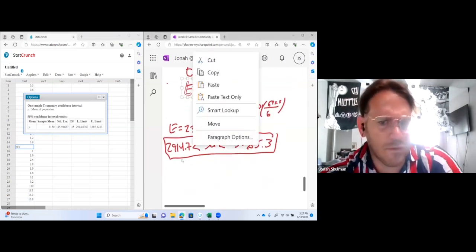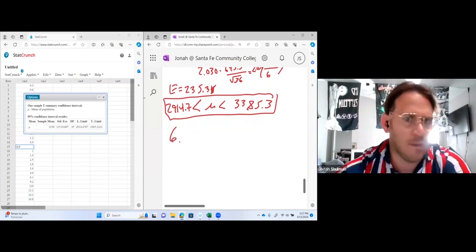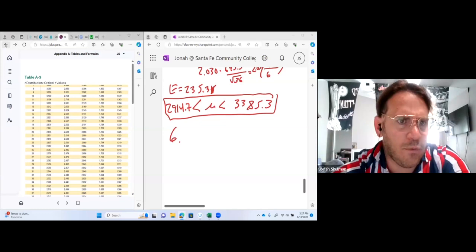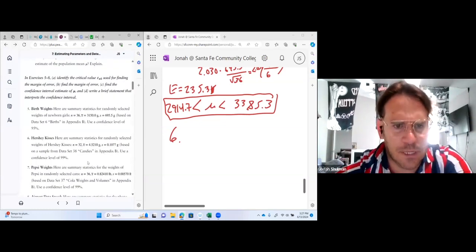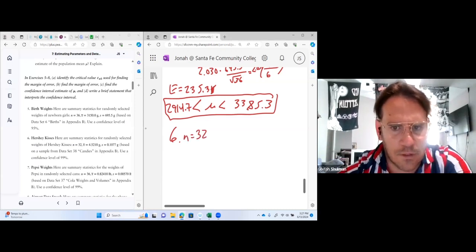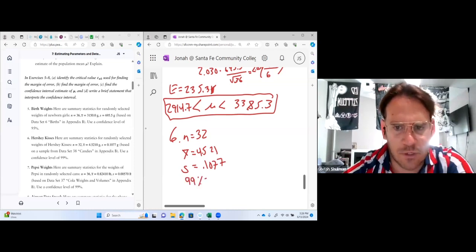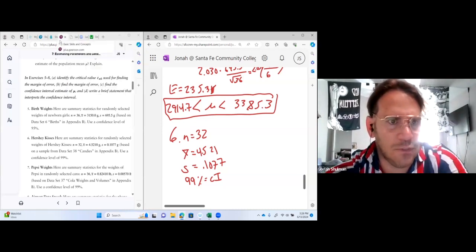We'll do the next one with the stupid table, so we don't have to think. Here's 6. All right, n is 32. X bar is 4.521. Our sample standard deviation is 0.1077. We want to be 99% sure for our confidence interval. So we can honestly just type this in right here.